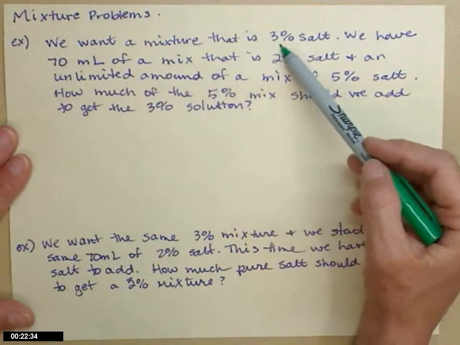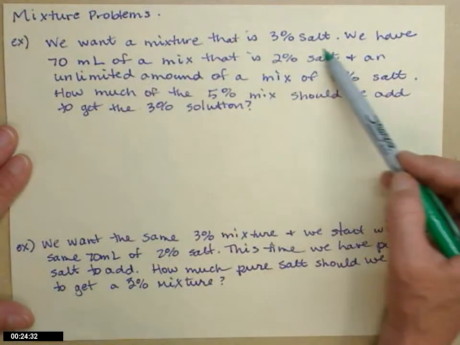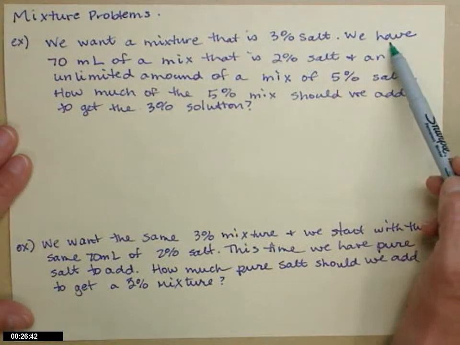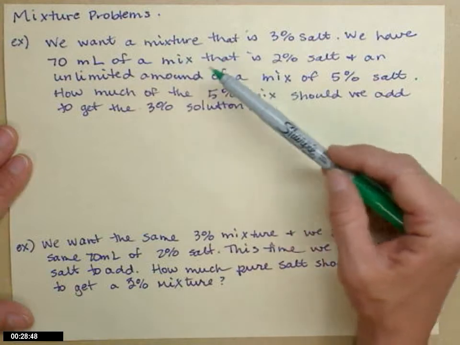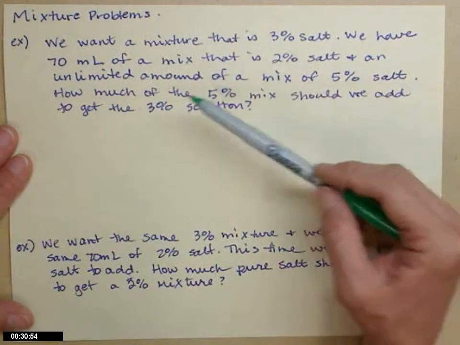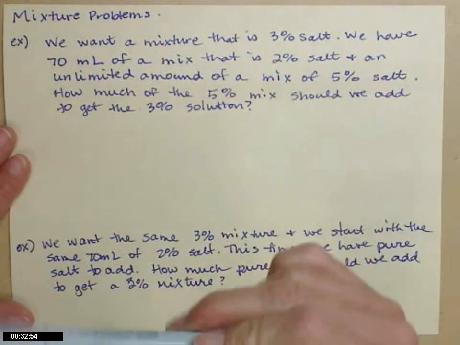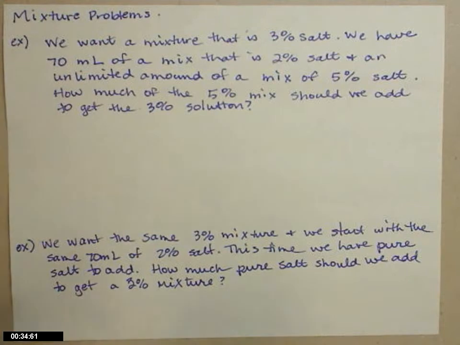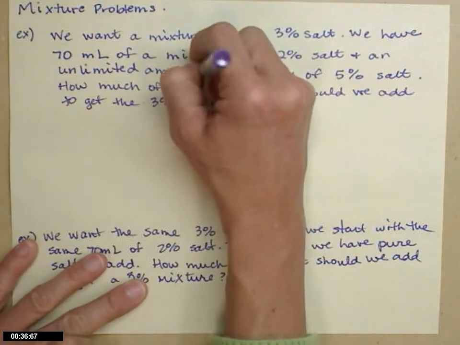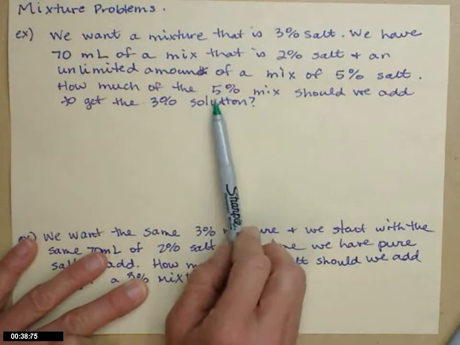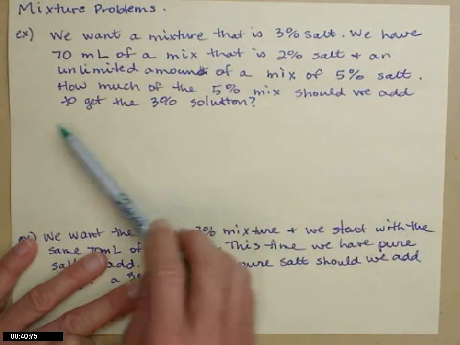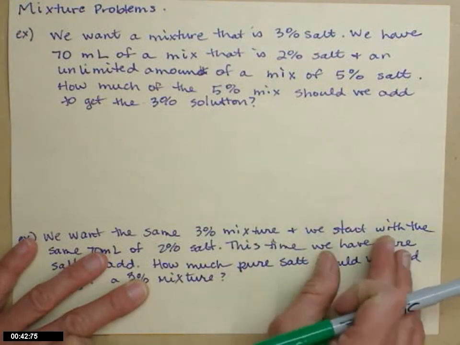We want a mixture that is 3% salt. We have 70 milliliters of a mix that is 2% salt and an unlimited amount of a mix that is 5% salt. How much of the 5% mix should we add to get the 3% solution?